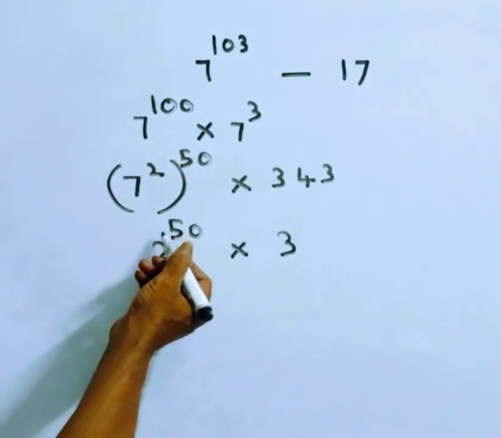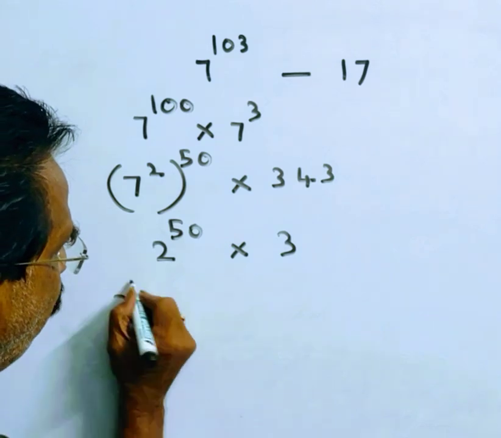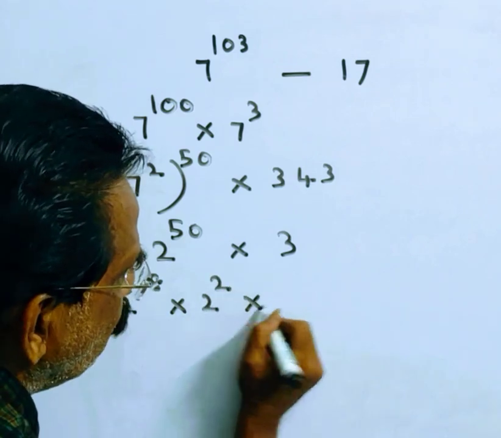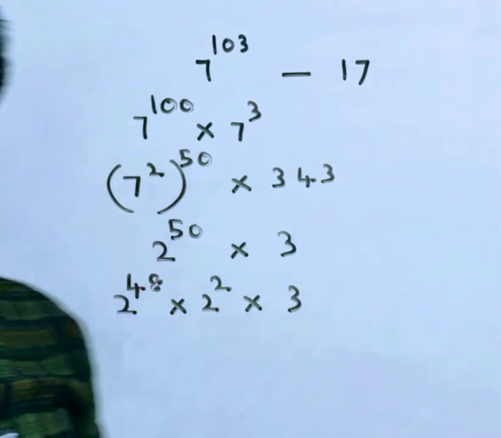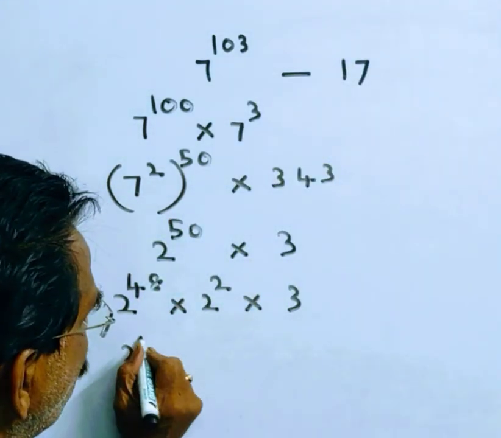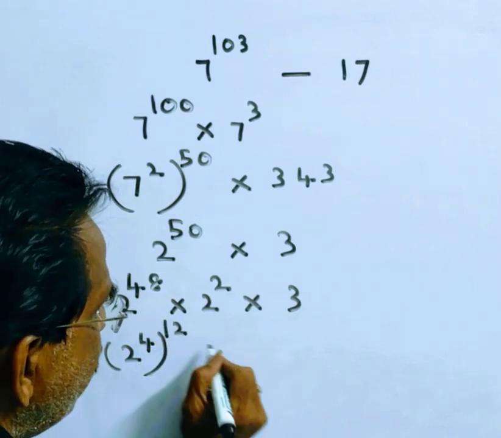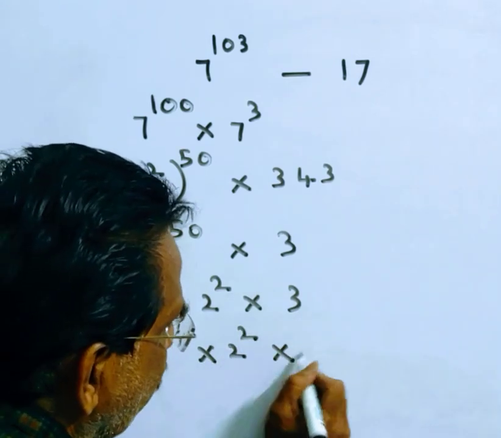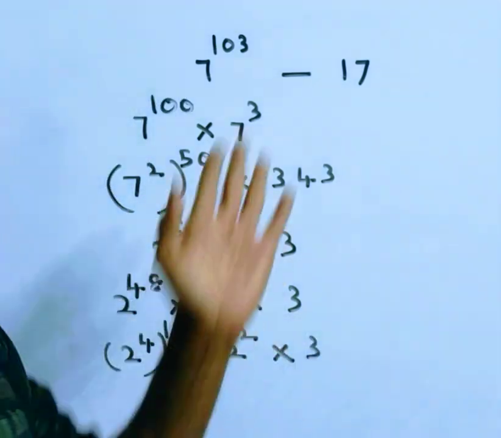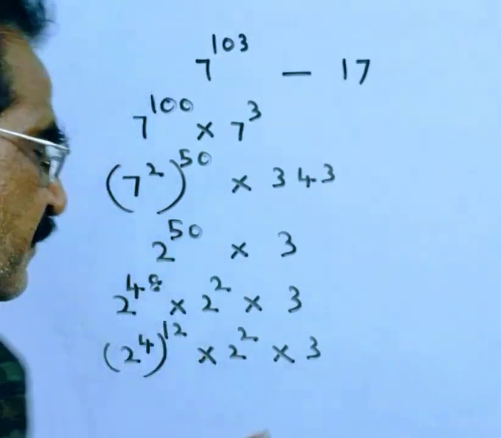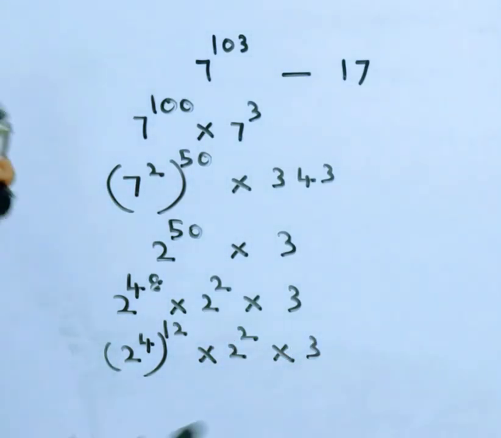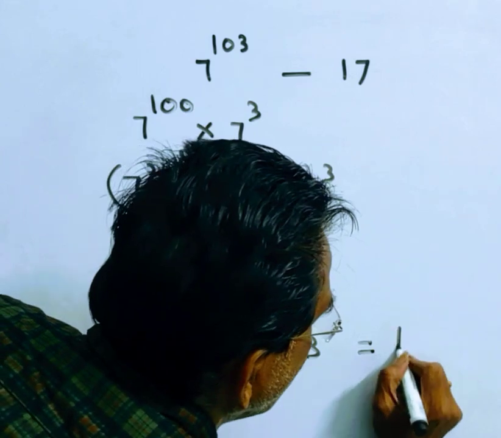After that, friends, 2 power 50 can be written as 2 power 48 into 2 square into 3. Friends, 2 power 48 means (2 power 4) whole power 12. (2 power 4) whole power 12 into 2 square into 3. Friends, 2 power 4 means 16. When 16 is divided by 17, the remainder is minus 1. Minus 1 whole power 12 means 1. 1 into 4 into 3. The remainder is 12, friends.